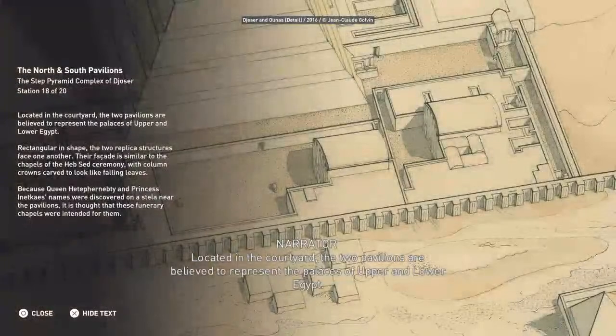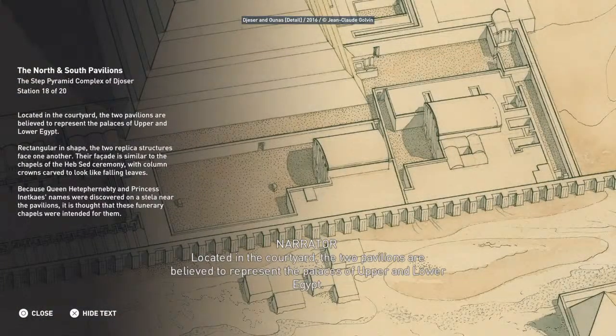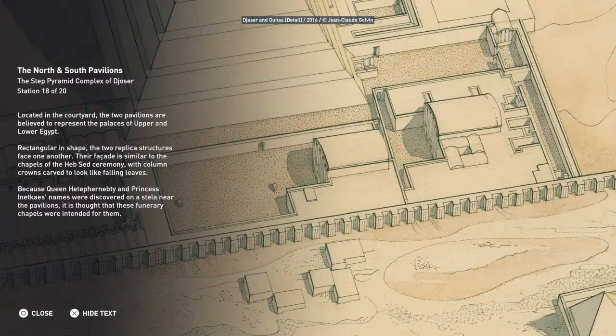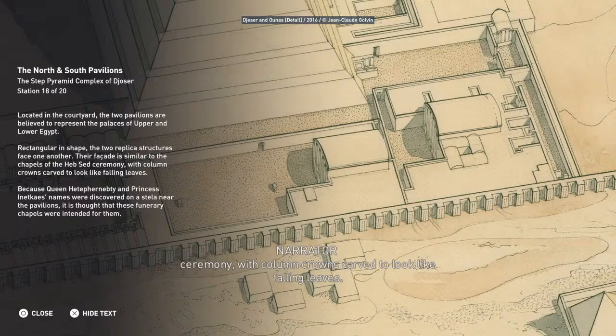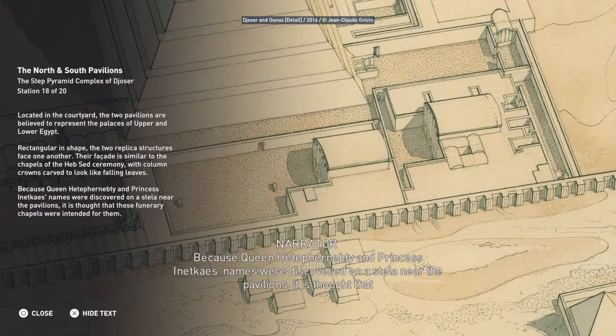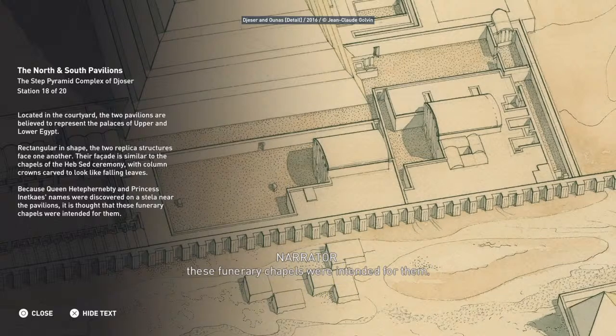Located in the courtyard, the two pavilions are believed to represent the palaces of Upper and Lower Egypt. Rectangular in shape, the two replica structures face one another. Their facade is similar to the chapels of the Hebsed ceremony, with column crowns carved to look like falling leaves. Because Queen Hetep-Hernepti and Princess Inetkas's names were discovered on a stela near the pavilions, it is thought that these funerary chapels were intended for them.